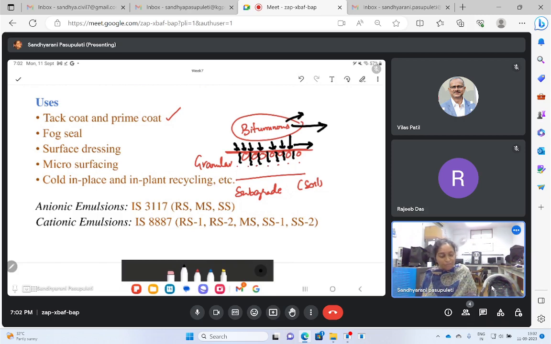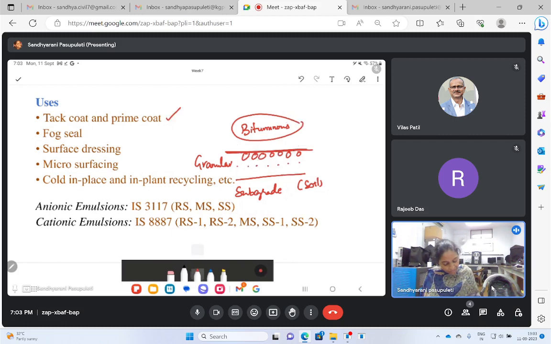When we apply this prime coat, we want that bitumen or emulsion to move to the bottommost parts of the granular layer and to fill those existing voids. If we want our emulsion to move that much distance, it should have very low viscosity, near to water. That is the reason why mostly in prime coats and tack coats we use this emulsion.